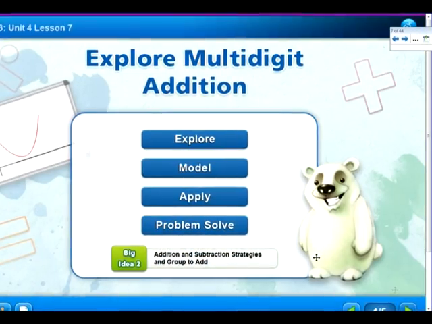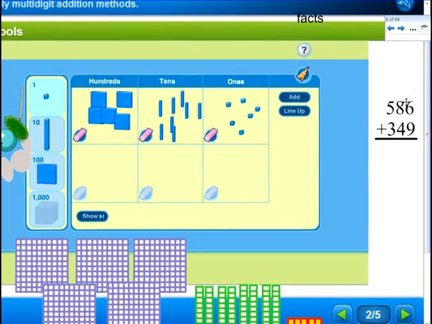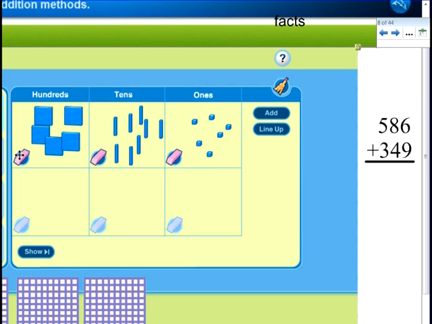Today we're going to be looking at Math Expressions, and the Explore model I set up already. We're going to be adding 586 plus 349. And so I've already put 500, 8 tens, and 6 ones. Now you're going to help me do this problem because the problem says Elena made necklaces for her friends. She used 586 green beads and 349 red beads. How many beads did Elena use in all? So we have to figure this out. This is a real world problem.